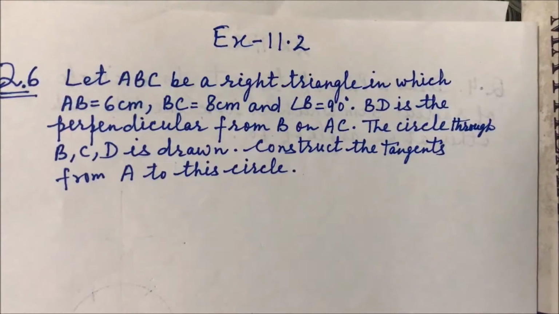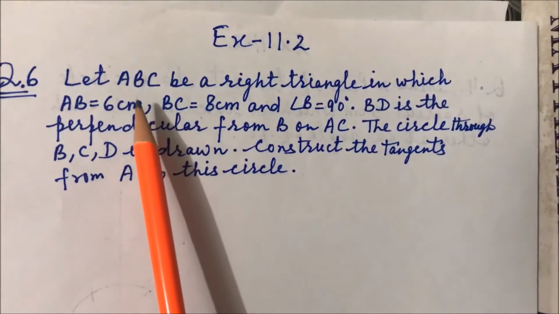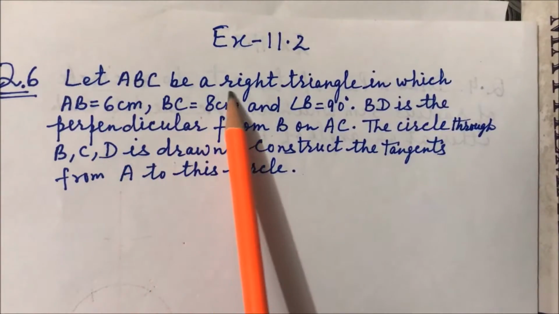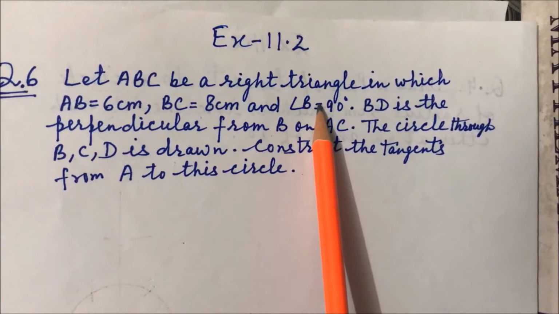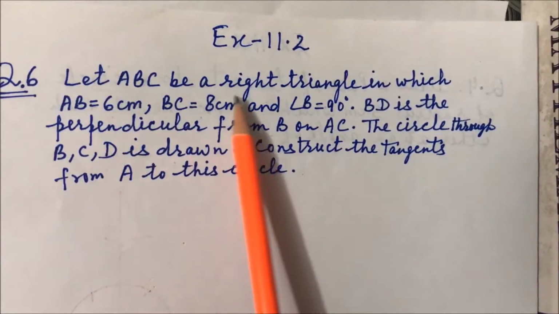Hello children, today we learn to construct question number 6 of exercise 11.2. Our first step is: let ABC be a right triangle in which AB, BC and angle B are given. That means in your first step you have to draw the right triangle.